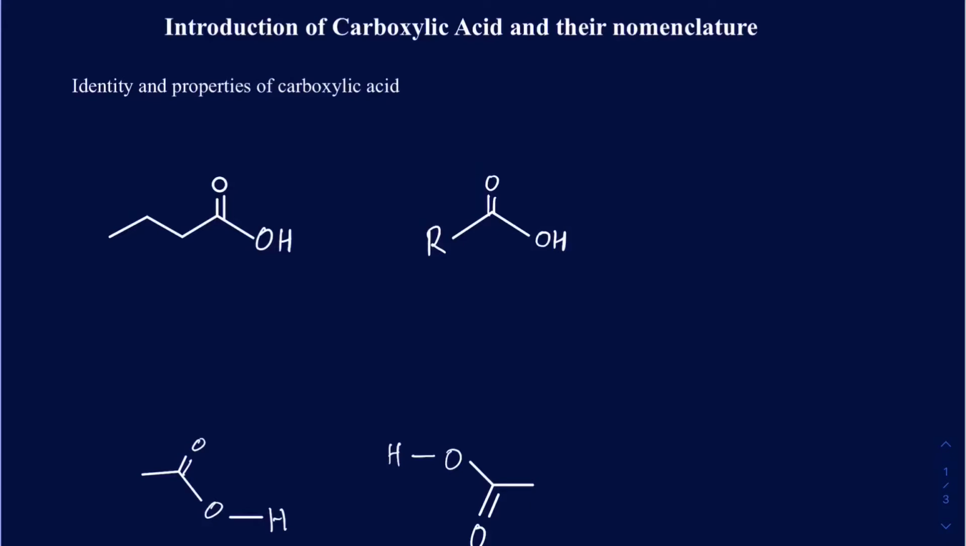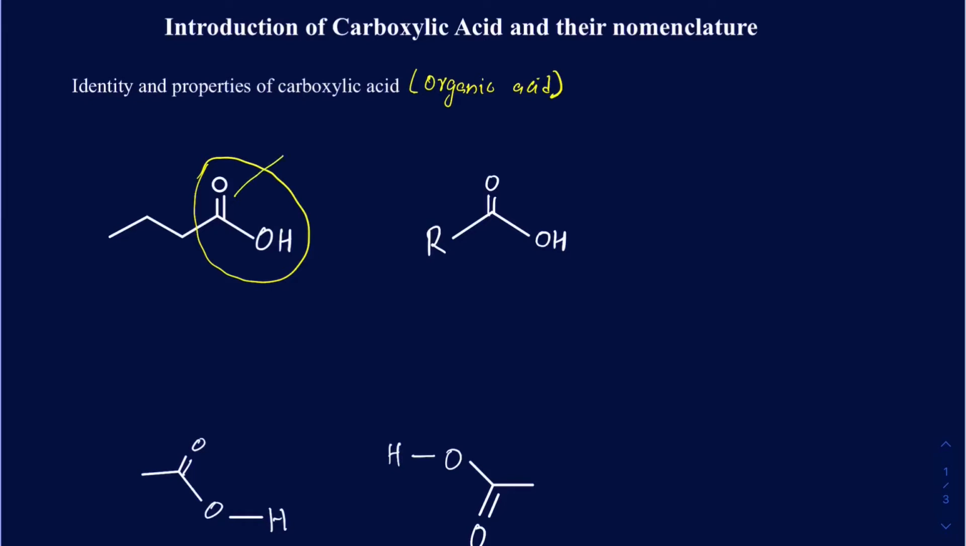Guys, in this video we're going to be talking about carboxylic acids and their nomenclature. To start out with, let's be able to identify the carboxylic acid in a given compound. Another name for carboxylic acids is organic acids. In a given compound, if you have a carbonyl group and an OH right next to it, that's what makes it a carboxylic acid, and it's always going to be on the terminal.